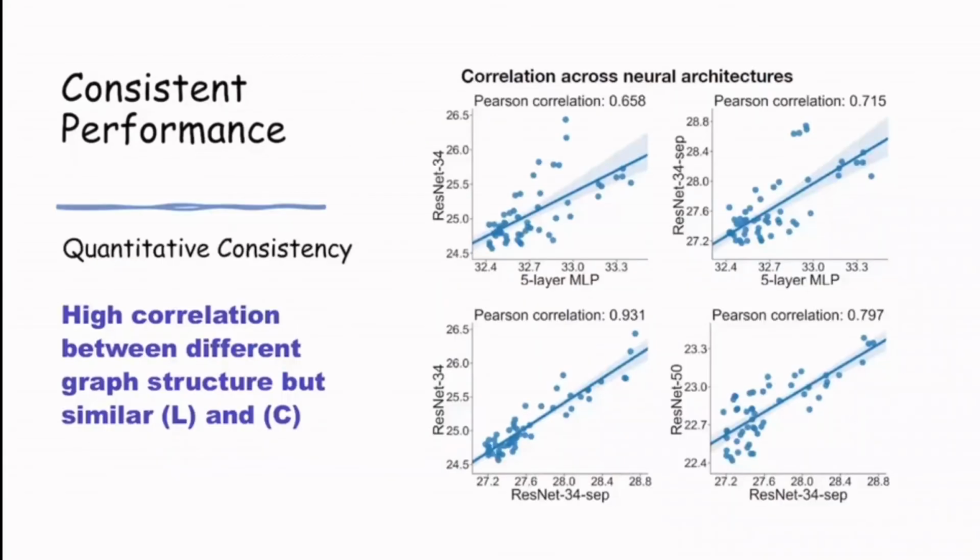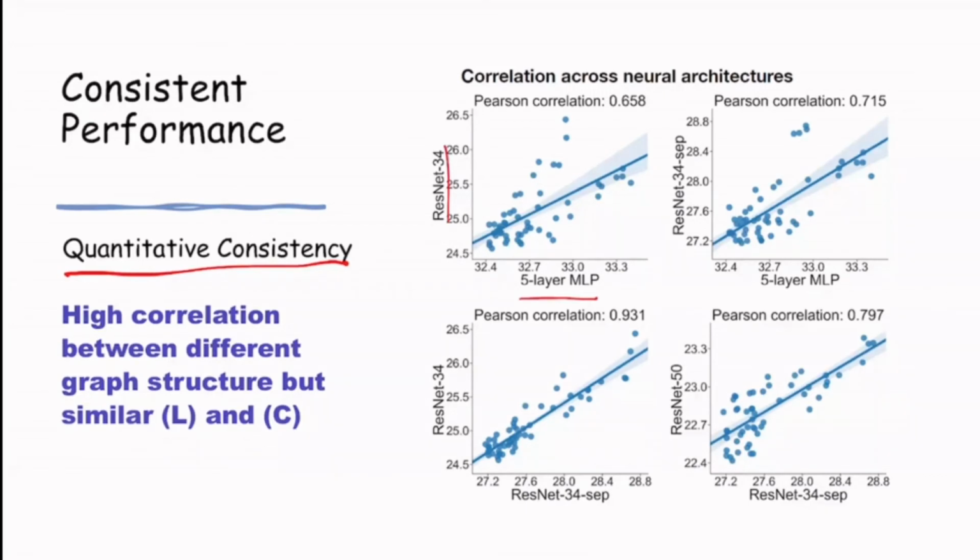Now let's talk about the other concept that is called quantitative consistency. Quantitative consistency means we actually need to do some calculation. So they calculate the correlation. It measures the correlation between the different graph structures. Say we have a 5-layer MLP and ResNet-34, but with similar values of average path length and clustering coefficients.